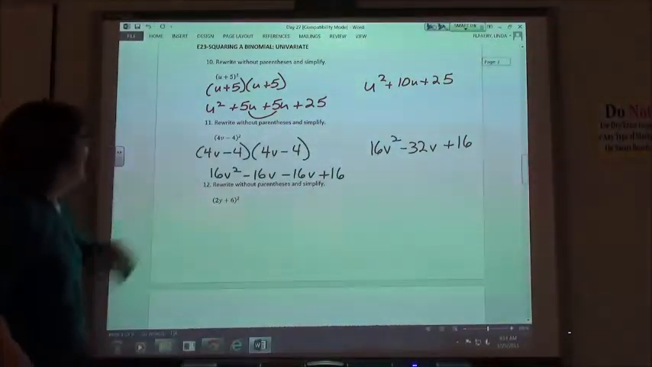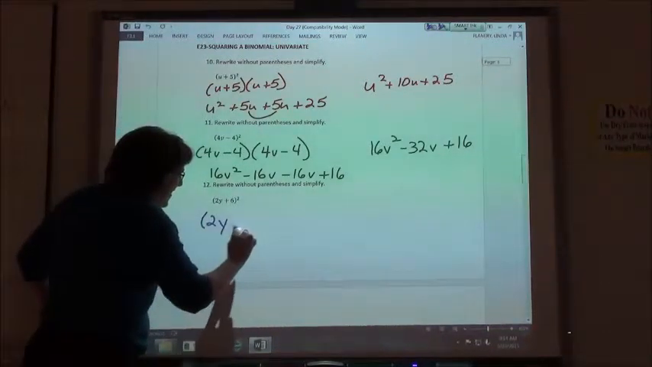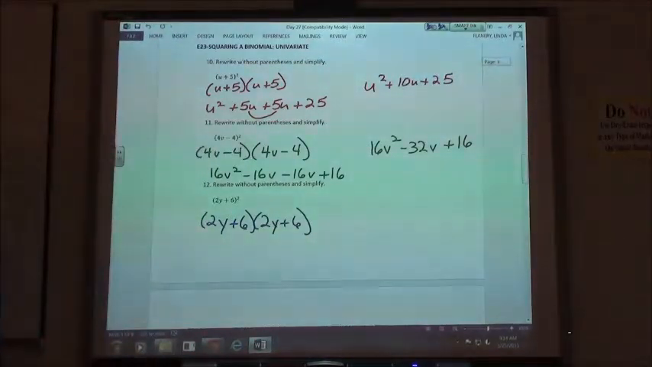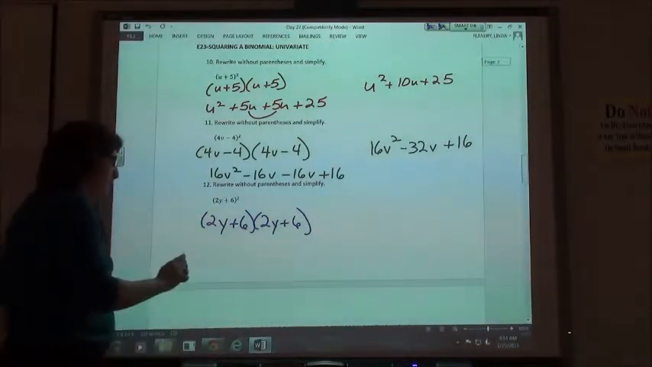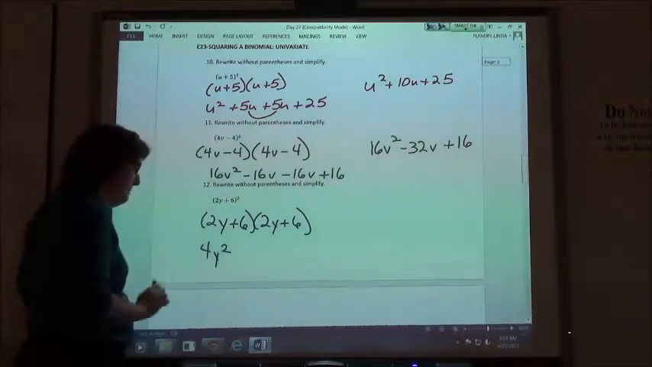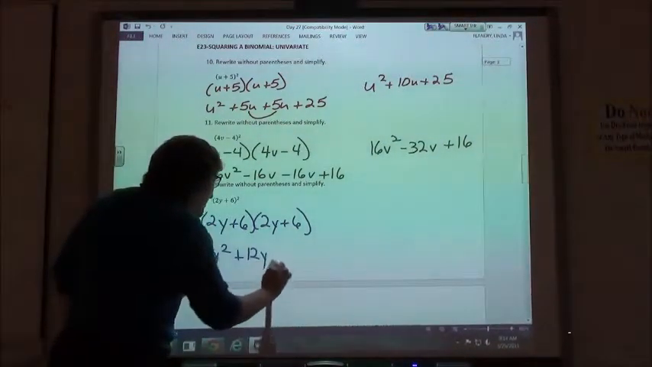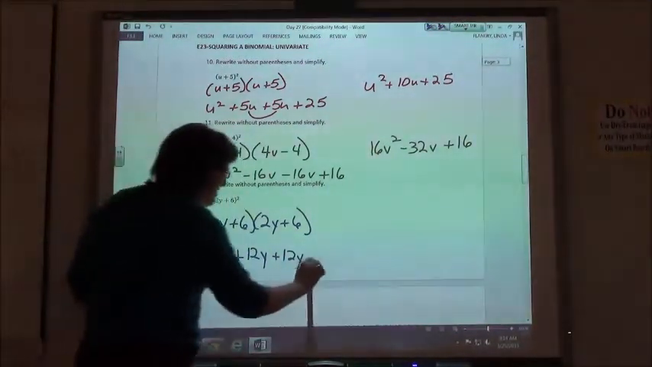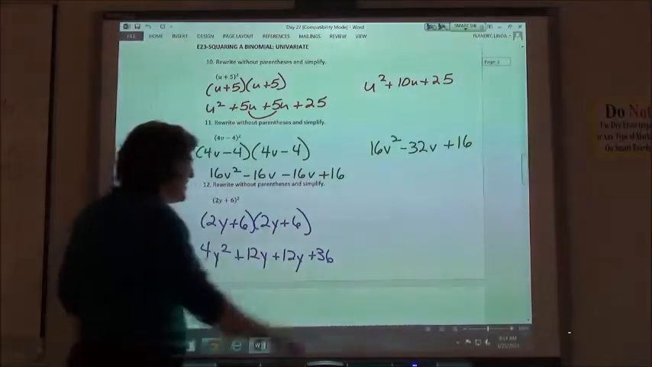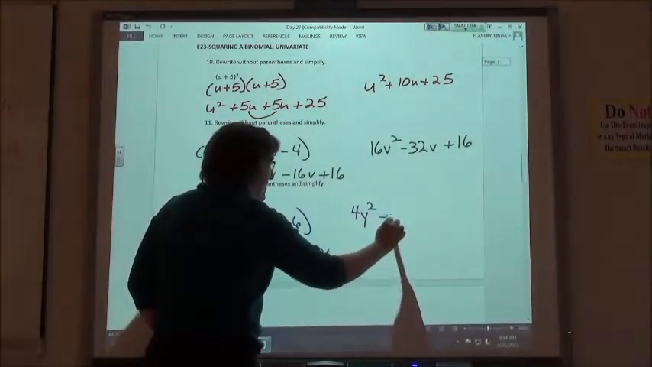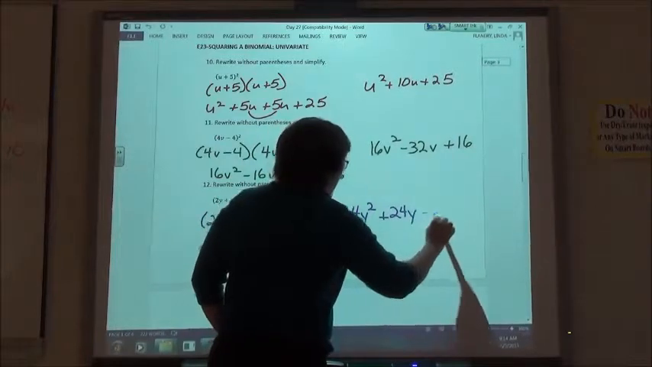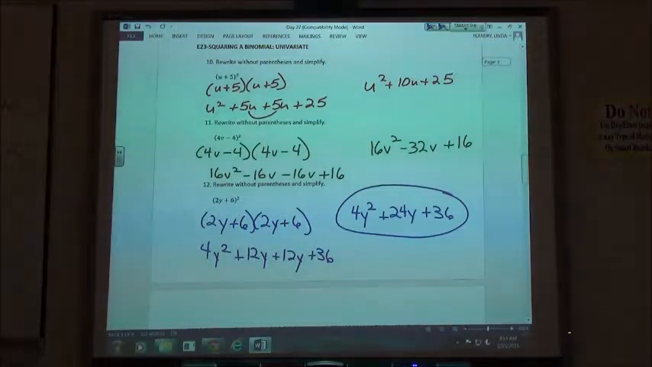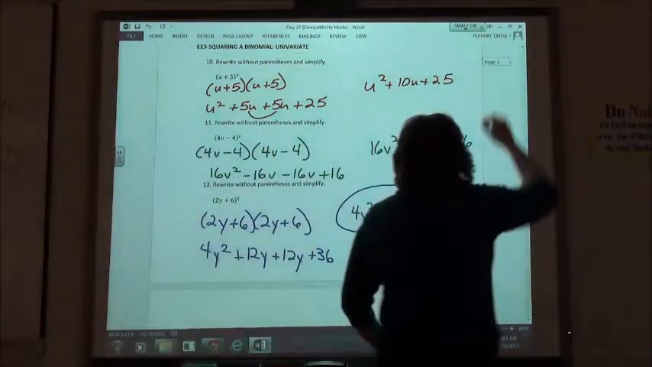on Alex. On number 12, if I FOIL that one out, I would get 4y squared plus 12y plus 12y plus 36. So my answer, 4y squared plus 24y plus 36. You guys said this is easy. I already know how to do this.